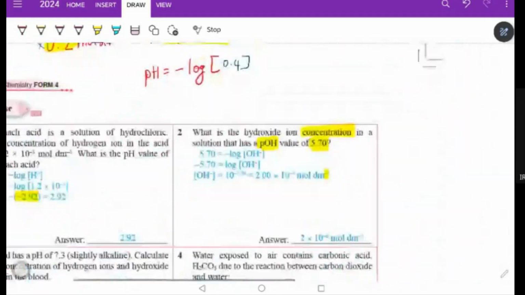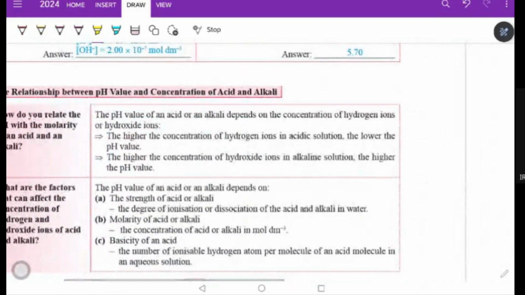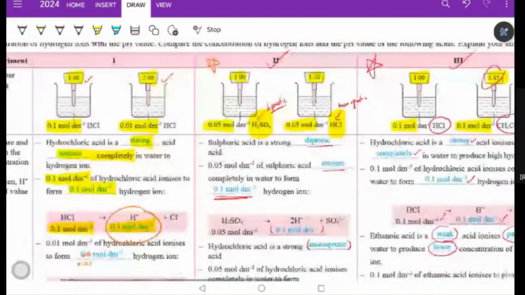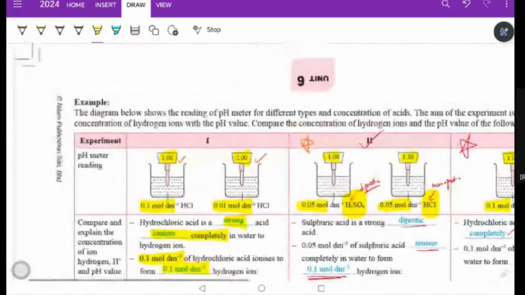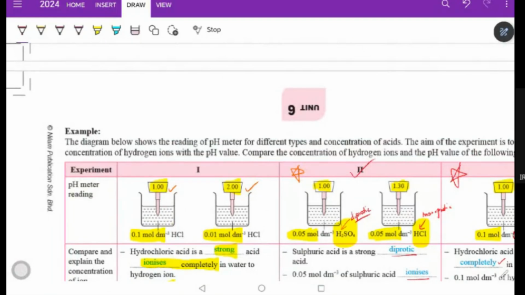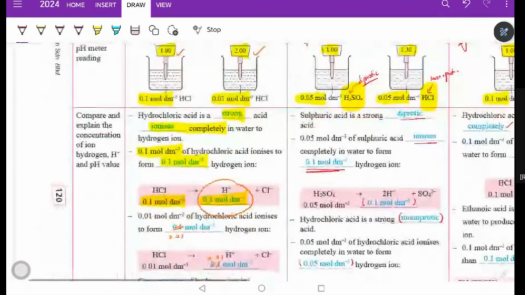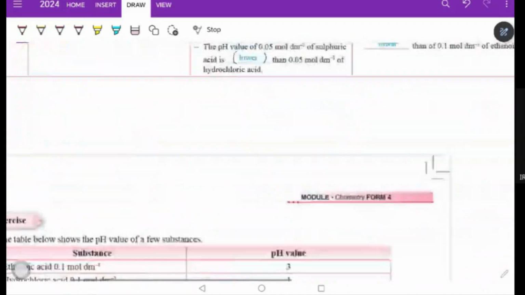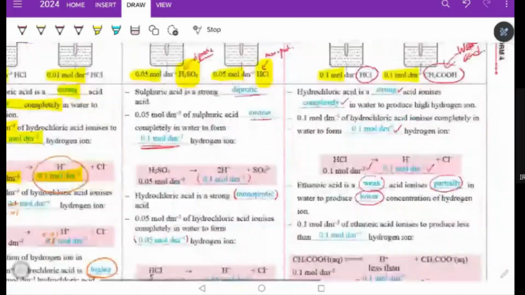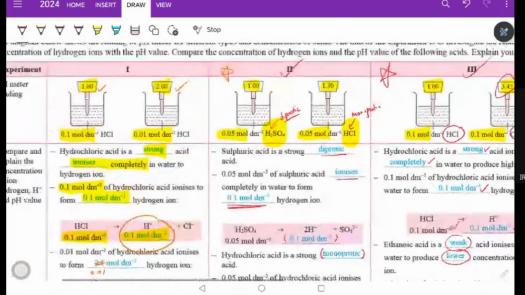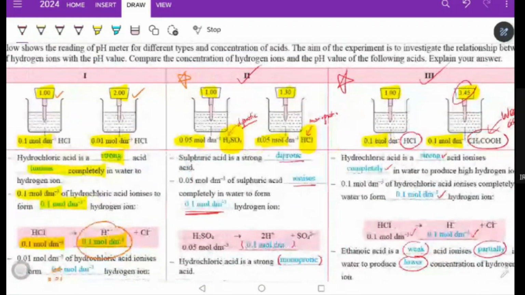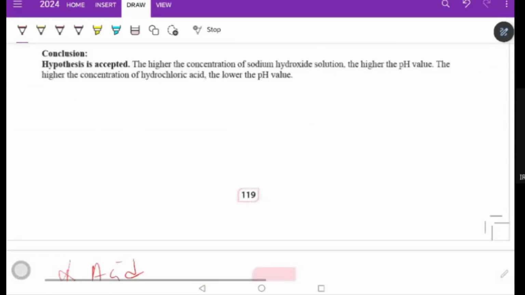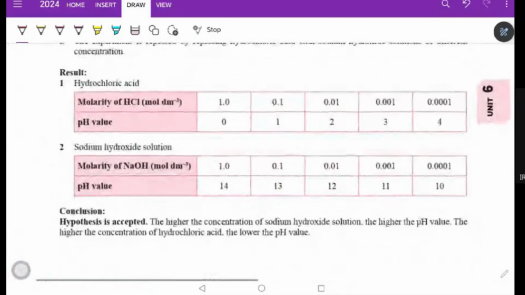I want to relate it to here. Regarding the pH, I'll refer to page 120, easier. This is for acid. For alkali, almost the same. Sorry, this is for acid. Now what we want to see is the alkaline, right? Alkaline.